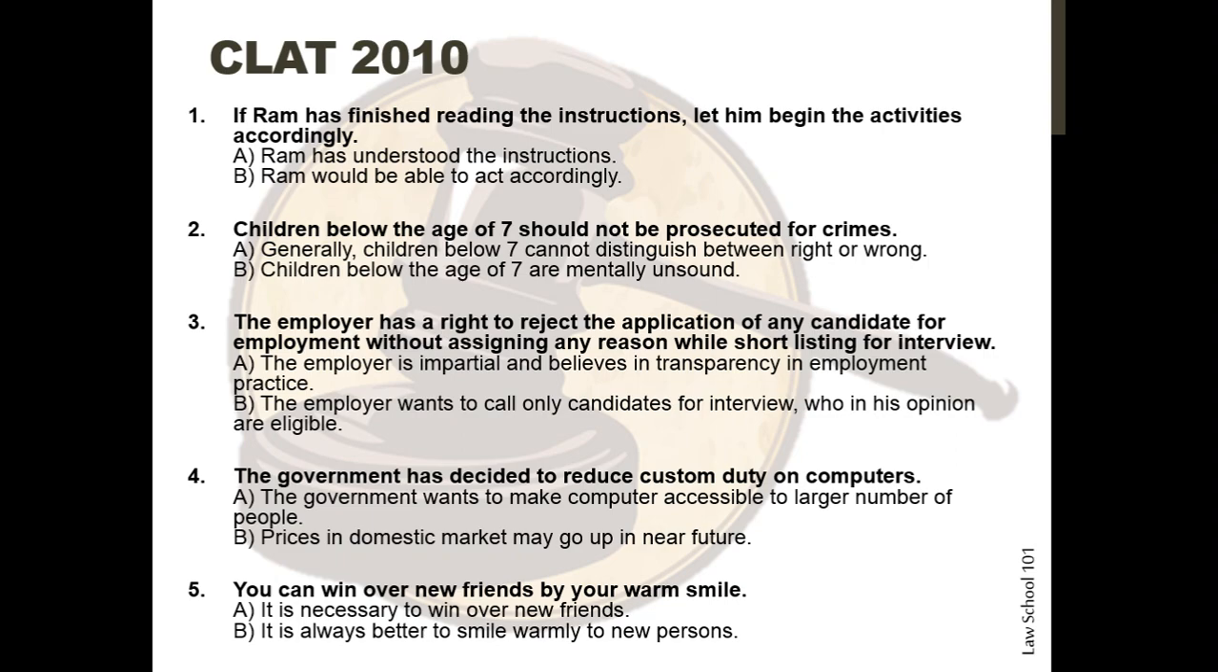So yes, these are all the questions that I'll discuss. I've also included 10 one-liners from CLAT 2009. You can pause this video and try solving them.